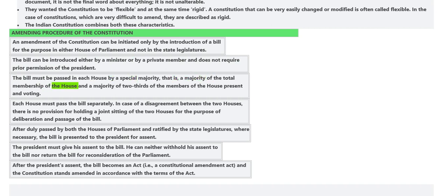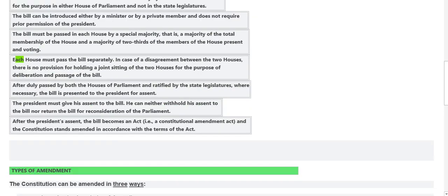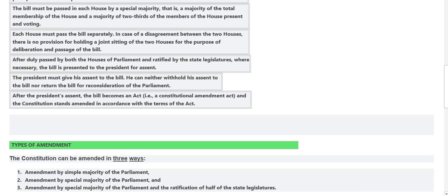The bill must be passed in each House by a special majority, that is, a majority of the total membership of the House and a majority of 2/3 of the members of the House present and voting. Each House must pass the bill separately. In case of a disagreement between the two Houses, there is no provision for holding a joint sitting of the two Houses for the purpose of deliberation and passage of the bill.